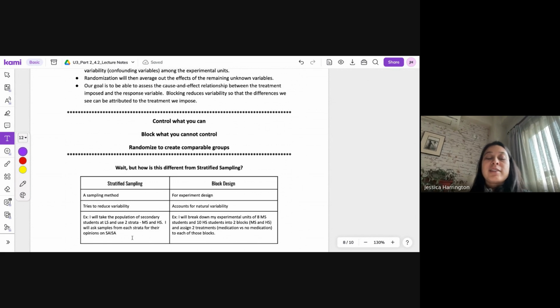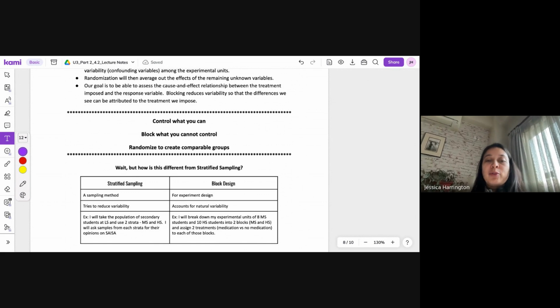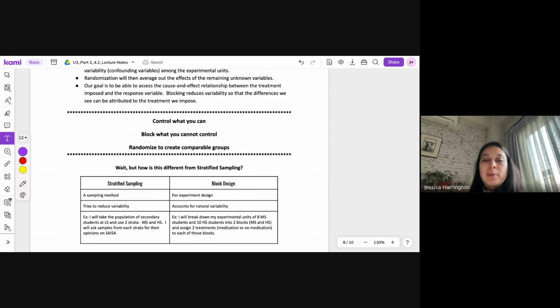If I was doing stratified sampling for the secondary school at Lincoln, I would have two strata, middle school and high school, and I'll take some samples from middle school students and some samples from high school students, right, and ask them a question. Block design is I'm imposing an experiment or some treatment onto the secondary students, right? And so I have 8 middle school students and 10 high school students in my sample. So I'm going to make 2 blocks, a middle school student block, a high school student block, and I'm going to assign these treatments, say it's medication versus no medication, in each block, right? So some middle schoolers will have medication, some won't. Why? Because I'm trying to account for the variability that exists between middle schoolers and high schoolers.